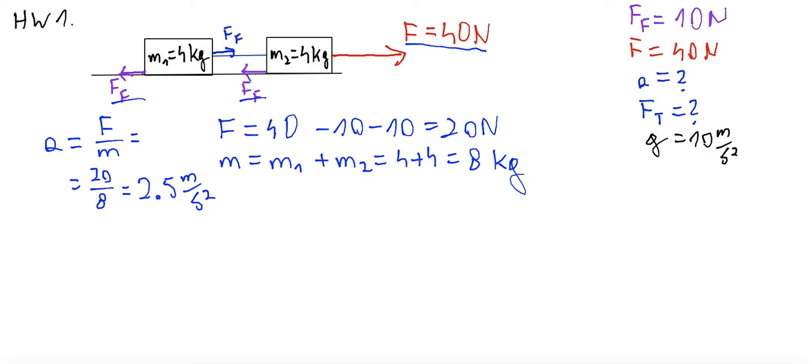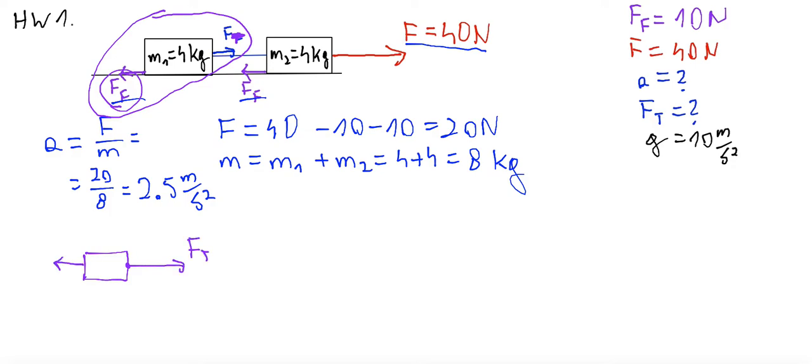Now you have to focus on this. This mass experiences two forces: force of friction acting to the left and tension acting to the right. So let's copy this. Two forces: force of tension acting to the right and force of friction, which slows down and acts to the left. The mass is, of course, 4 kilograms, and we know that it accelerates to the right with acceleration 2.5 meters per second squared.